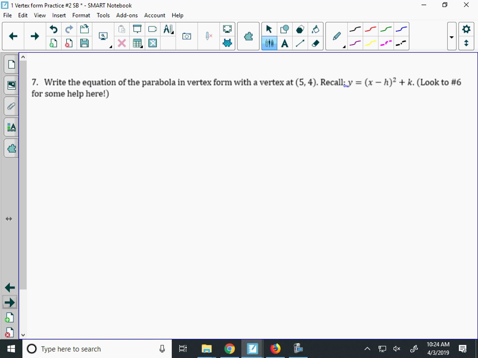Now number 7 says write the equation of a parabola in vertex form that has a vertex at 5, 4. You need to know that the 5 is an x, the y is a 4. Here's vertex form. Now what we learned today about vertex form is that in our parentheses goes the opposite of the x value of our vertex.